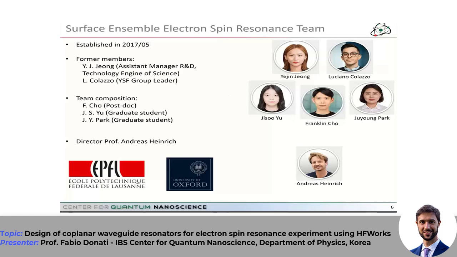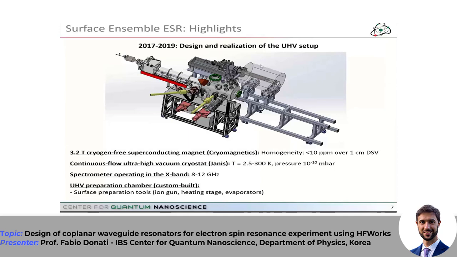using HFWorks. So this is a sketch of the machine that we use to perform our experiment. This is an overall view of our machine. It took a couple of years to design and realize all the parts. We have our magnet here, a 3 Tesla cryogen-free magnet that can provide the static field that we use to align our spins. Then we have a cryostat that operates from 2.5 to 300 Kelvin. We have to operate at extremely low pressure, so we have to use a special technology called ultra-high vacuum for this setup. And then we connect everything to a preparation chamber here, which is the place where we prepare our resonator and samples. So let me also turn on again the laser pointer. The typical frequency we use for our experiment then is in the microwave range.